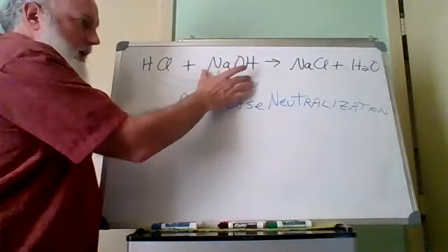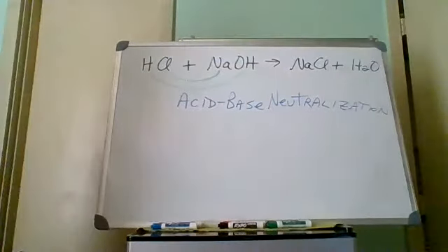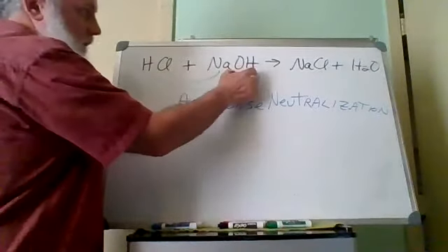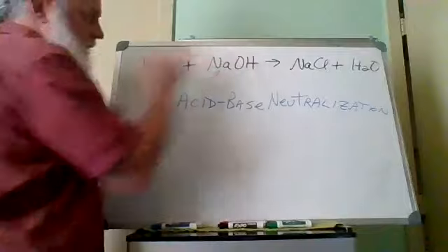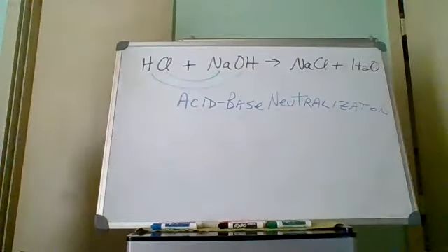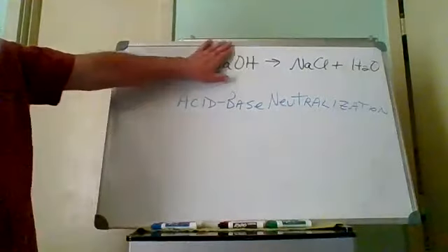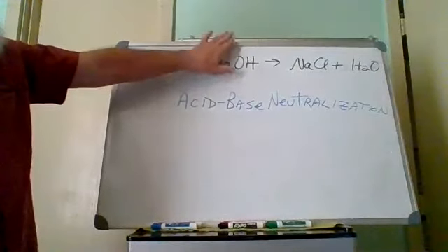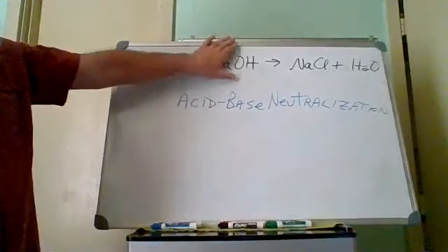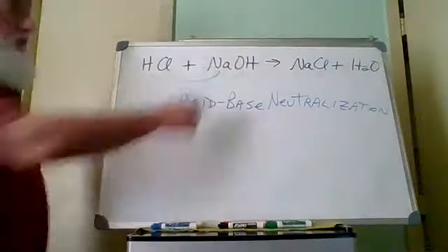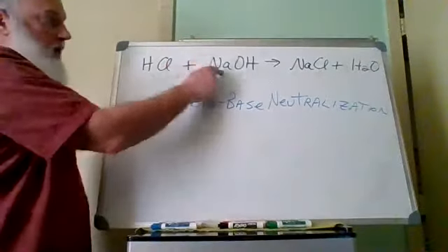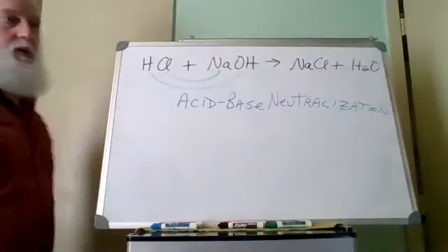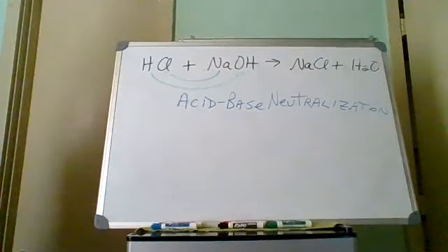How do I know this is a base? There are many, many types of base. We're only going to deal with one of them. A base is any metal hydroxide. You can think of it as an ionic compound where the anion is hydroxide ion, OH minus. That makes this a base. So I have an acid and a base, and when I mix them together, the toxic effects are neutralized. Are we good there?